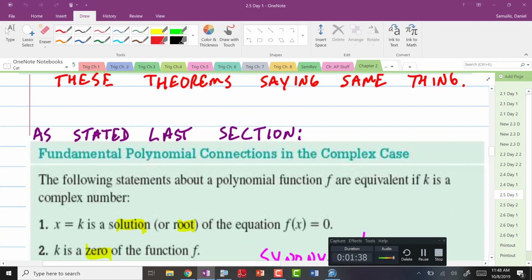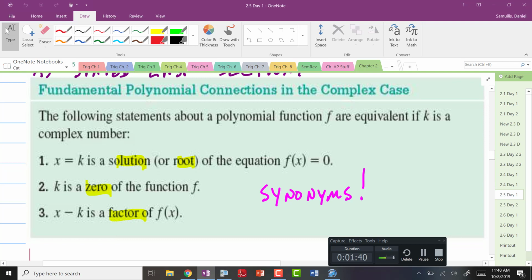Don't write this down. Haven't you written this down like 3 times already? Solution, root, zero turns into a factor. Then for a graph, it's an x-intercept, right? I added that last.